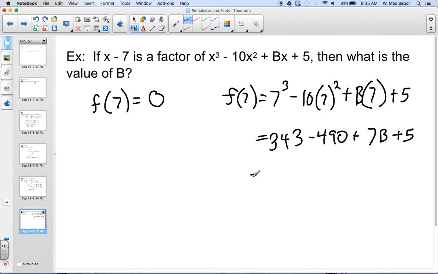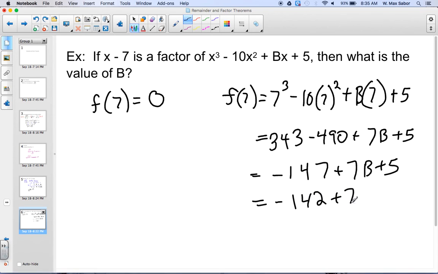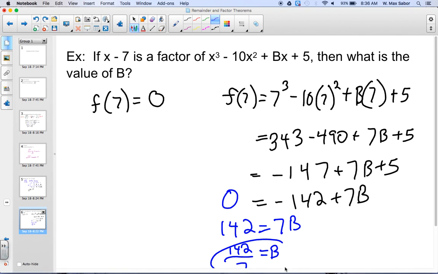These add to negative 147. I just chose random numbers here. So this is what f of 7 is, and we know that f of 7 equals 0 because we were told that x minus 7 is a factor. So we can set this equal to 0 and then solve 142 equals 7b, divide by 7 on both sides, so 142 sevenths is the value of b.